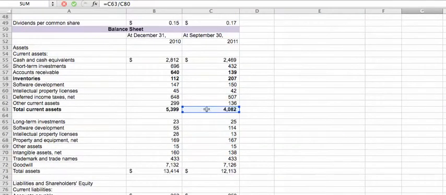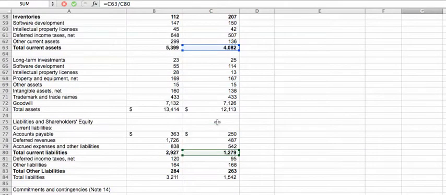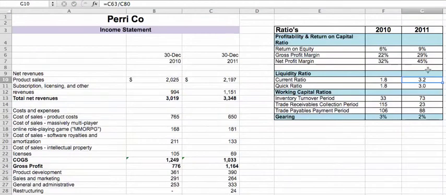This is a good indication. Although the total current assets have been reduced, so have the total current liabilities, I guess much more, so it pretty much equals out. Over here it's been reduced by about $1.5 million. Over here it's just about $1 million. So the current assets can pay off the current liabilities much better.